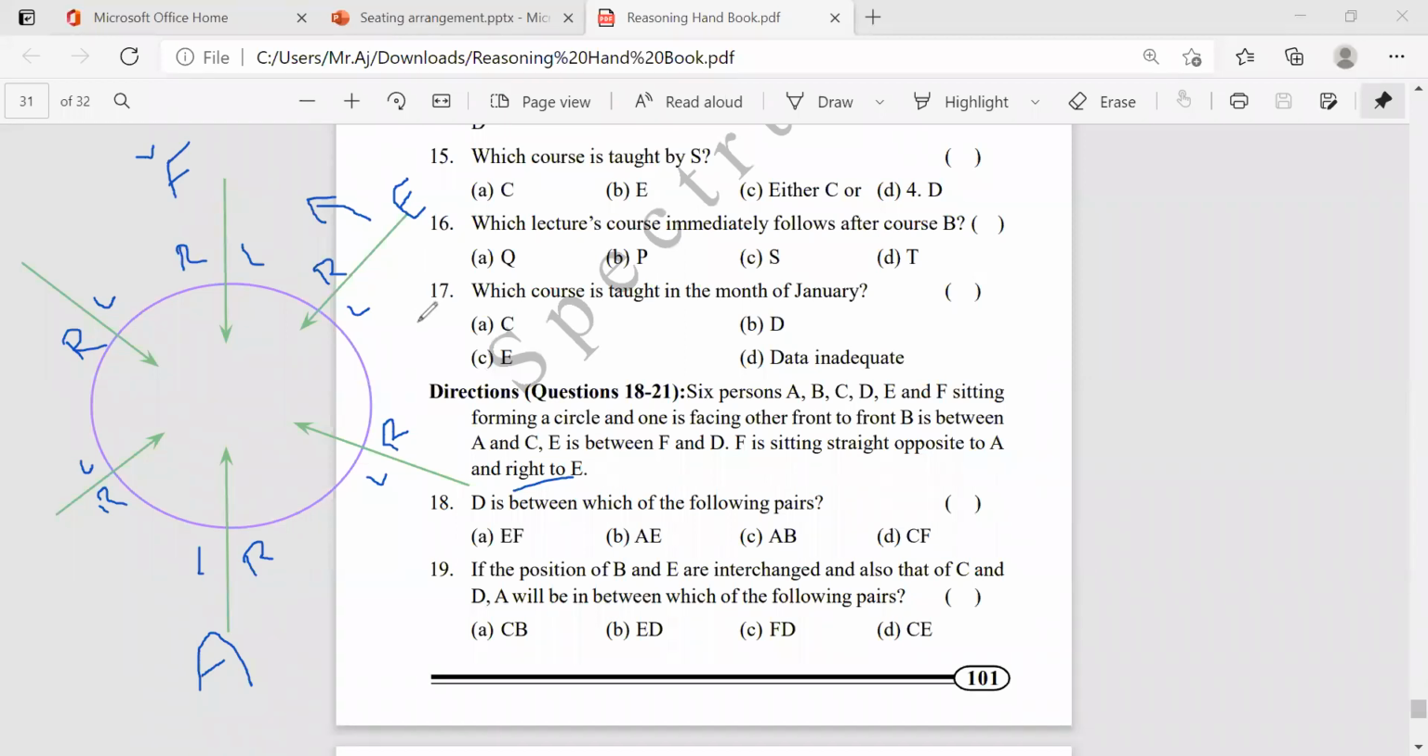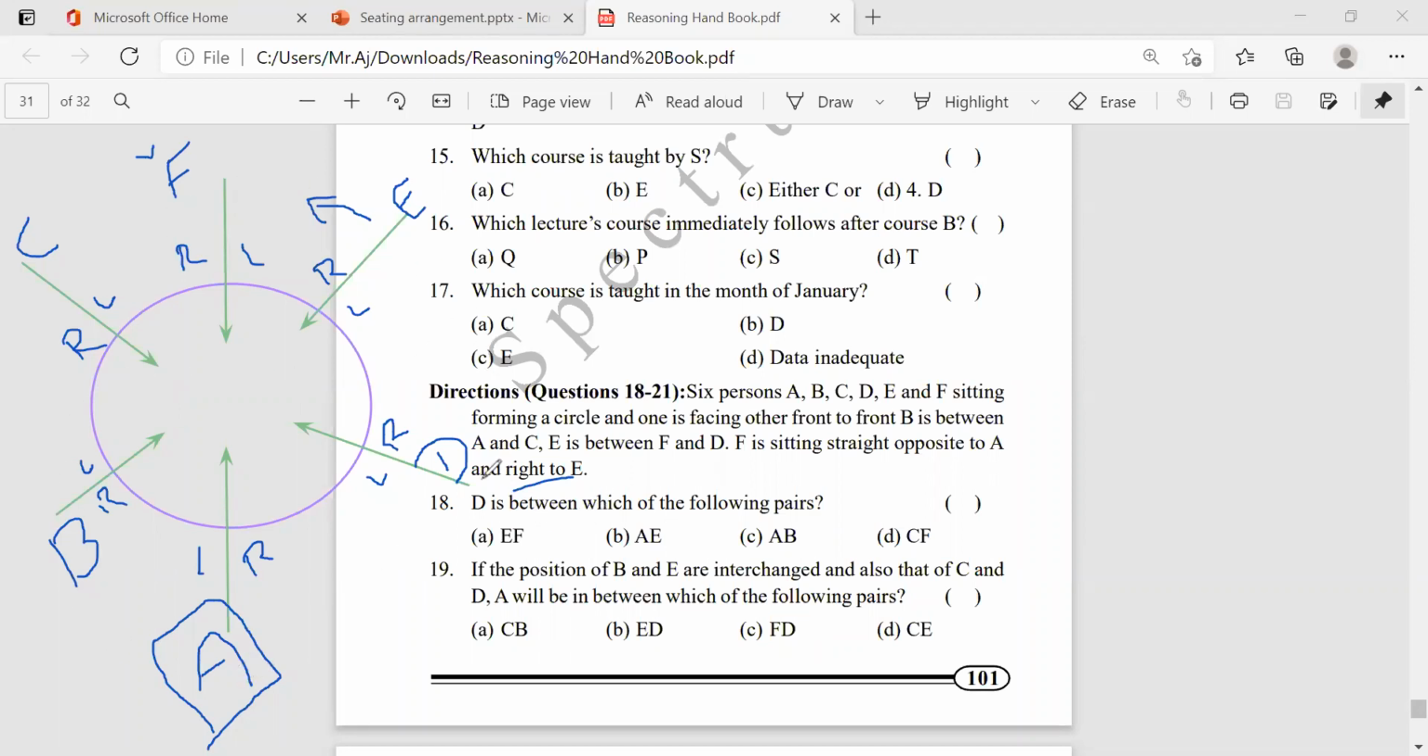Between is nothing but middle. So it will be D. F and D with E in the middle. And B is between A and C. Here we know the A place. Then B here, and it is C. Definitely B is between A and C. We know the A position, so with respect to this position, we can write B between C and A. Then we got the structure now.